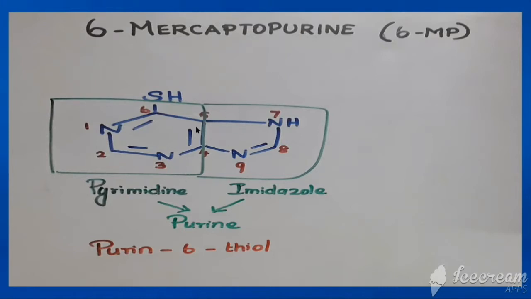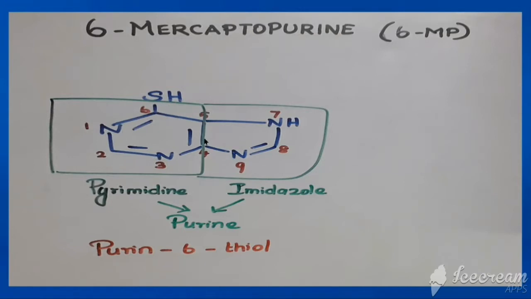First look at the ring. It has two rings. Two rings are fused. So what would be the first ring? The first ring is pyrimidine. What is pyrimidine? It is a 6-membered heterocyclic ring that has two heteroatoms, that is two nitrogens attached at the first and third positions. So this is called pyrimidine.